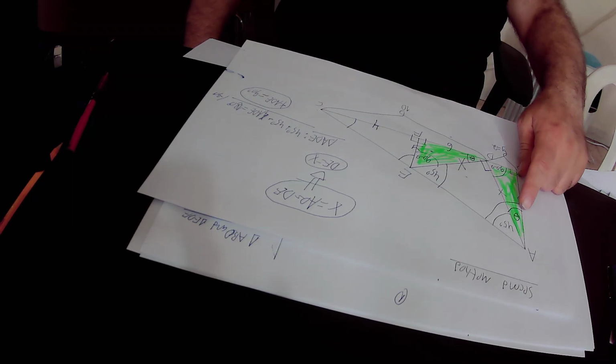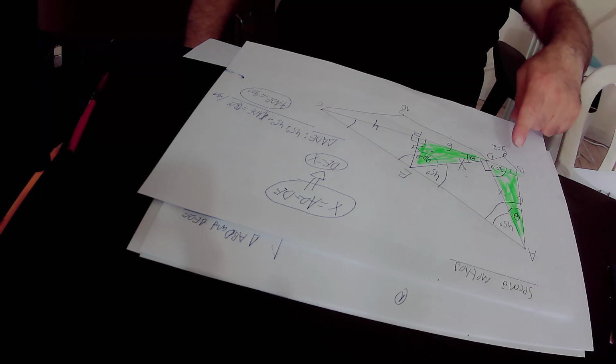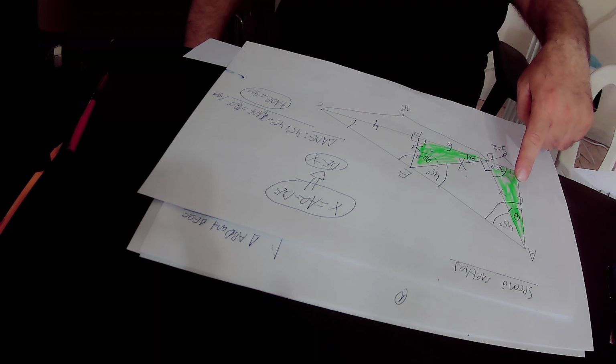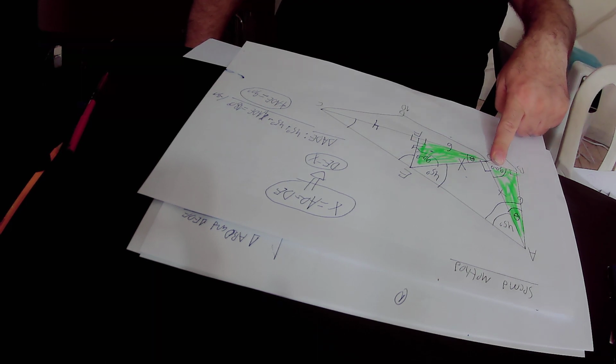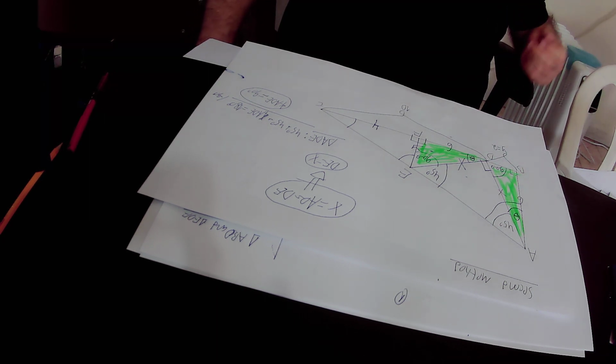Then we defined this angle as theta, and because the green triangle is a right triangle, this angle must be equal to 90 degrees minus theta in order to complete the sum of the angles in the right triangle to 180 degrees.